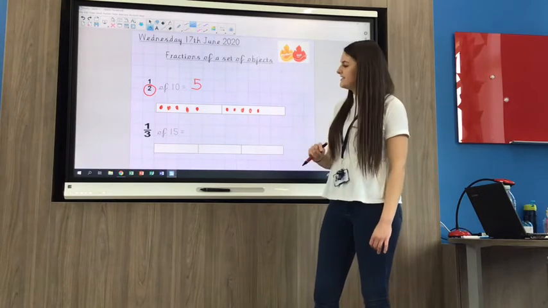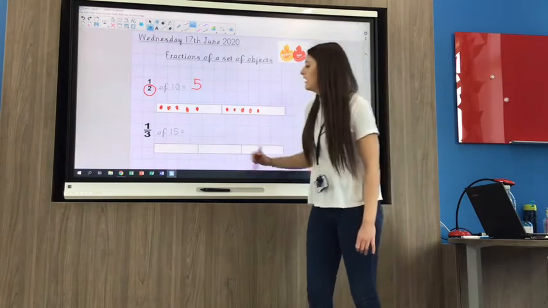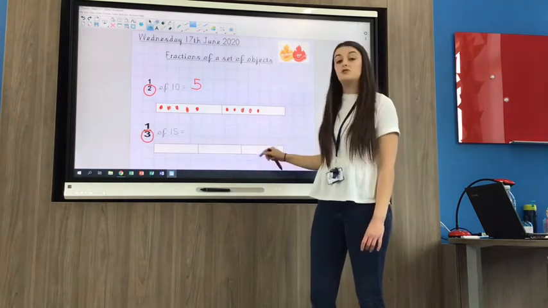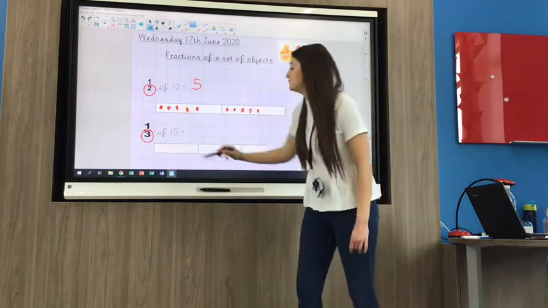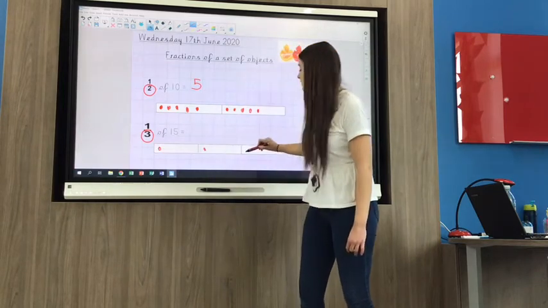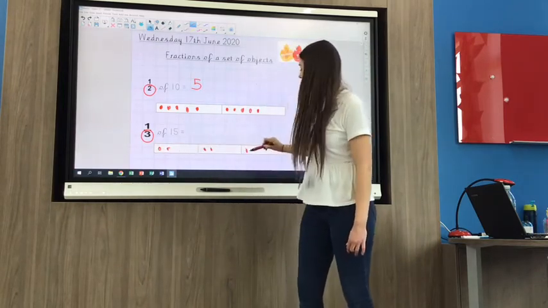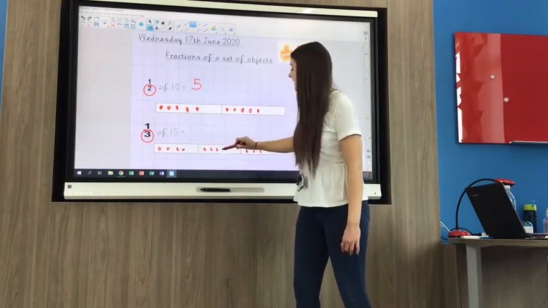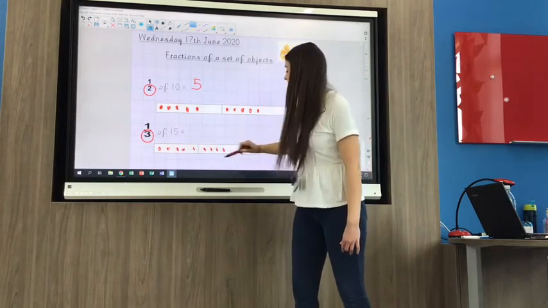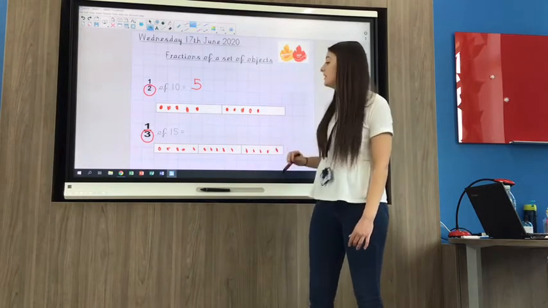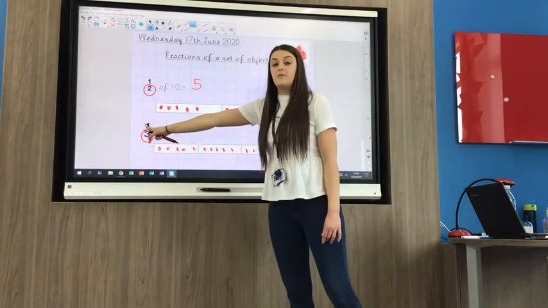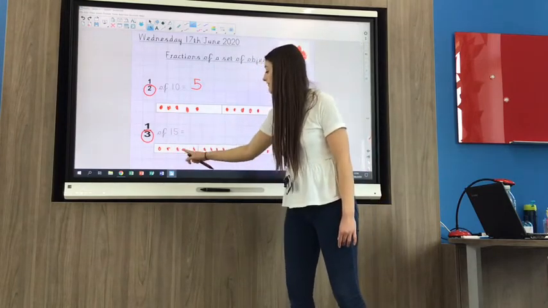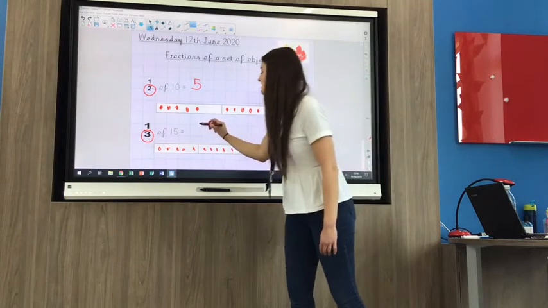Right, I now will need a third of 15. So I've got my 3 equal groups that I've split my box into. I'm going to share my 15 out. So 1, 2, 3, 4, 5, 6, 7, 8, 9, 10, 11, 12, 13, 14, 15. Now I only want one group of that. My numerator tells me I want one group. And if I have a look, 1, 2, 3, 4, 5, 5 is the answer.